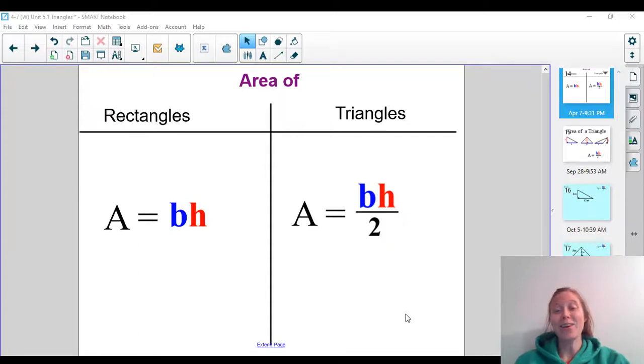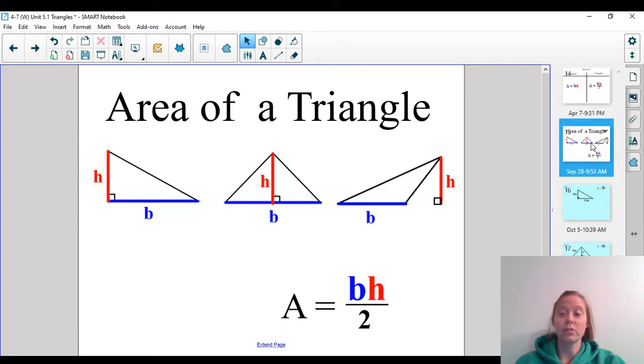Okay, welcome back. So this is the last part, hopefully. We know that our formula for area of triangles is base times height divided by 2. And I said there's kind of some weird triangles, and so let's look at those types.